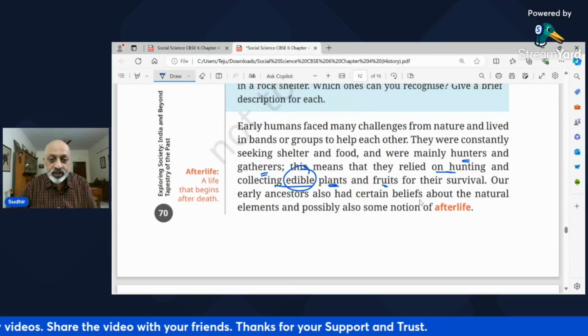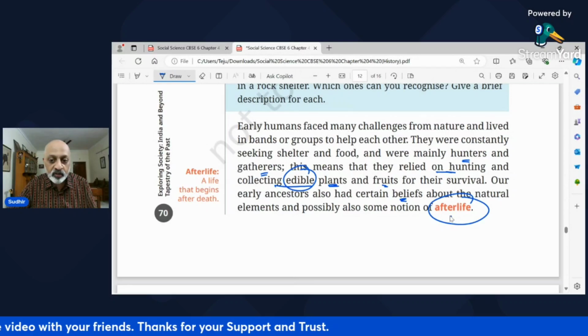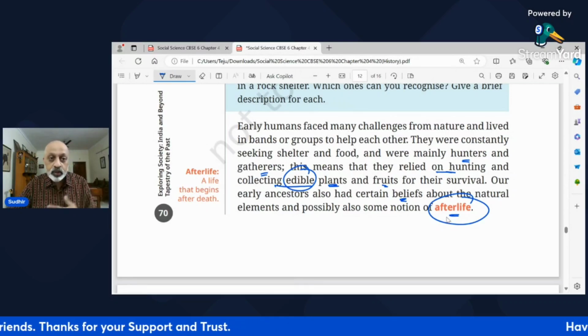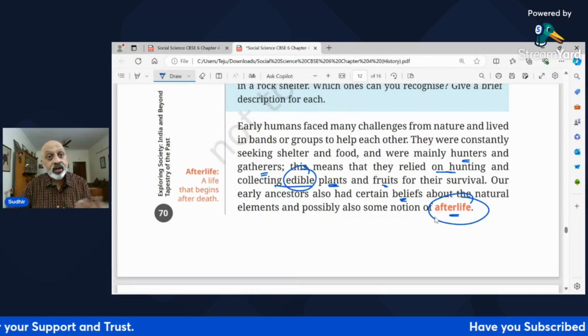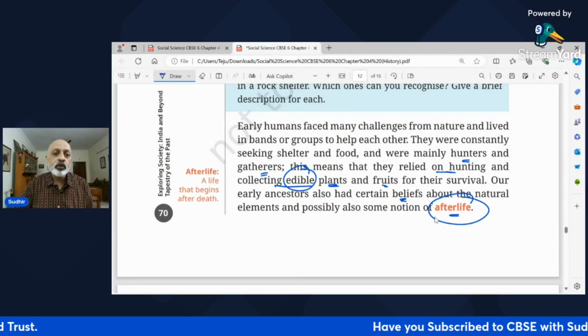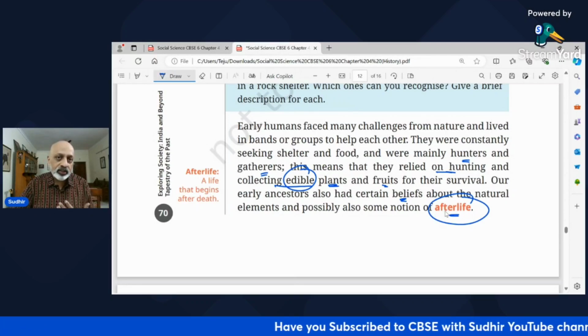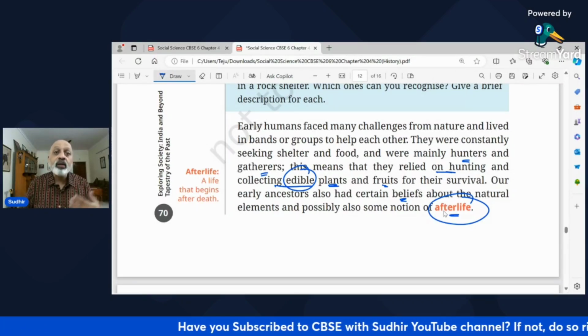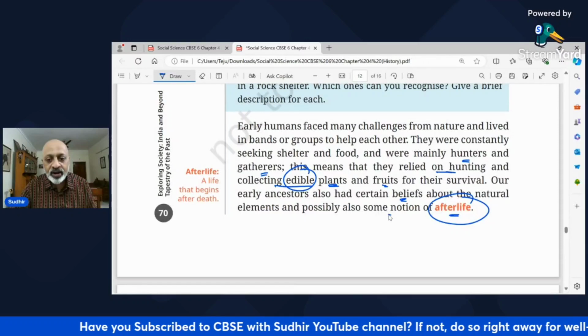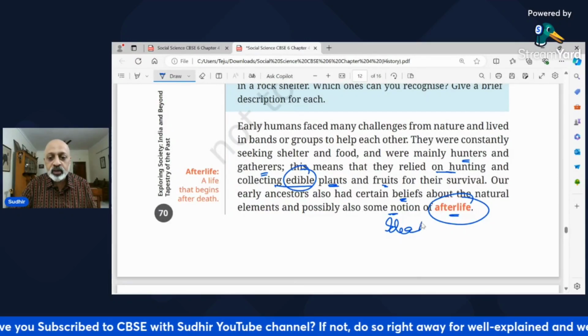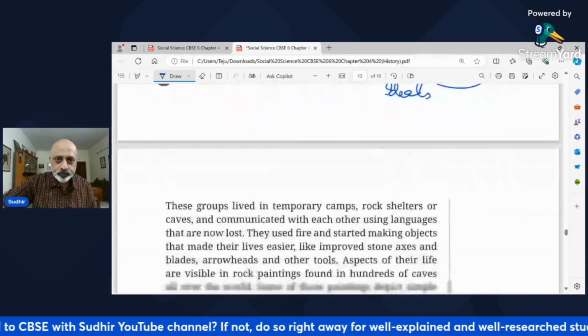So also they had certain beliefs about afterlife. Afterlife means the belief that there is a life even after death. People used to have the belief that even after somebody died, there used to be rebirth. So they had some kind of ideas about afterlife also.